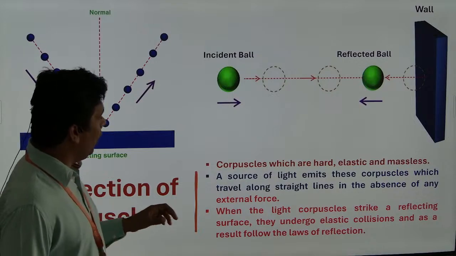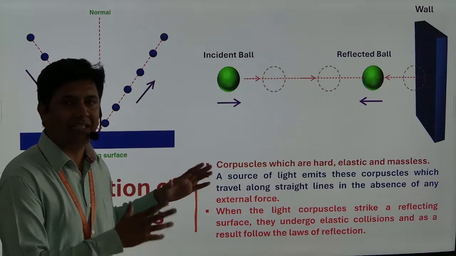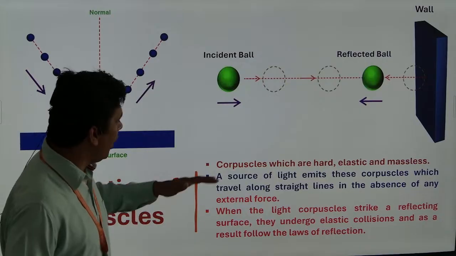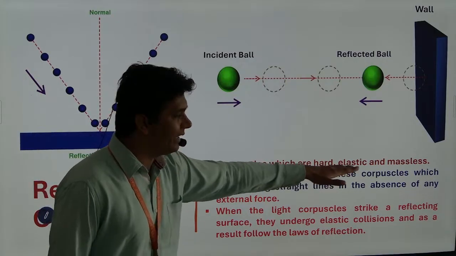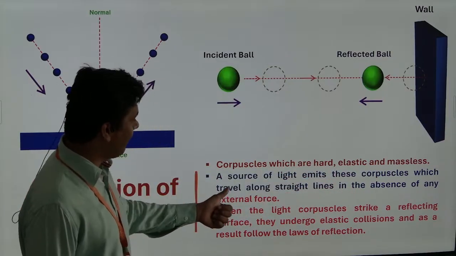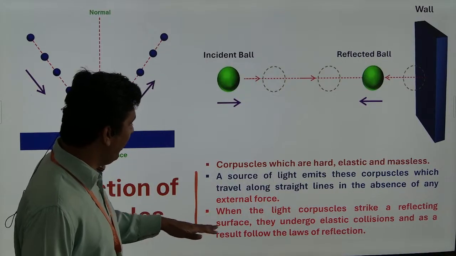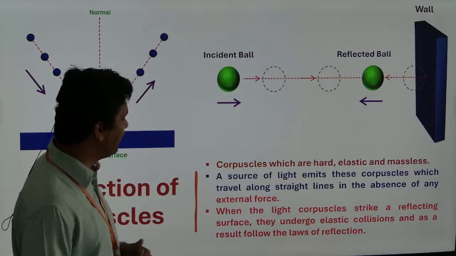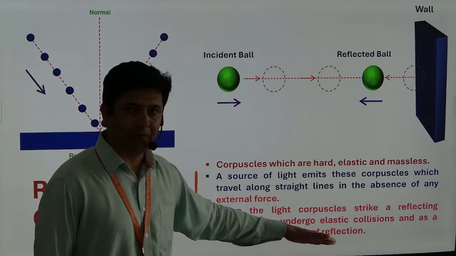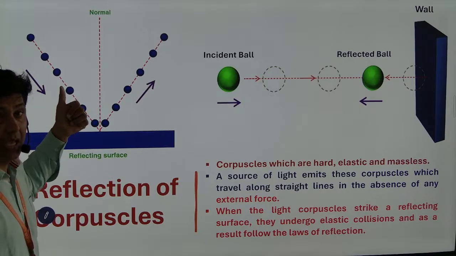Now, what Newton's corpuscular theory said is that light travels in the form of corpuscles. Now, what are those corpuscles? Corpuscles are hard, elastic, and massless. A source of light emits these corpuscles, which travel along straight lines in the absence of any external force. And third, when the light corpuscles strike a reflecting surface, they undergo elastic collisions and as a result follow the laws of reflection.